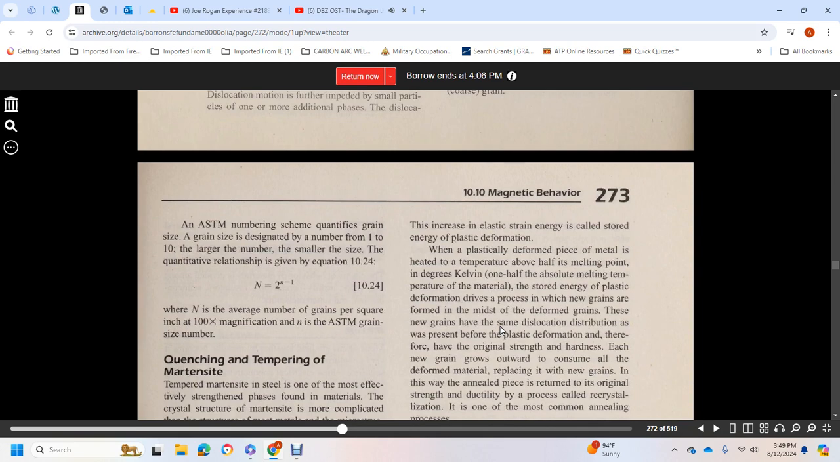The larger the number, the smaller the grain size, with the quantitative relation given in the equation. N is the ASTM grain size number, which is the average number of grains per square inch at 100 magnification, equal to 2 to the power of n minus 1.